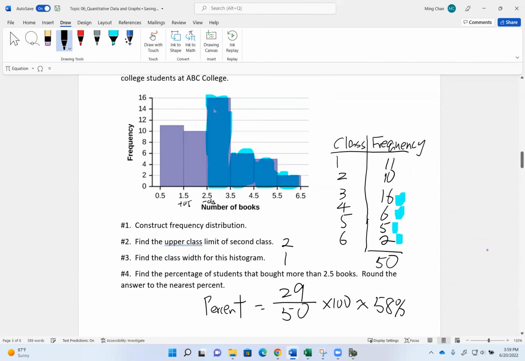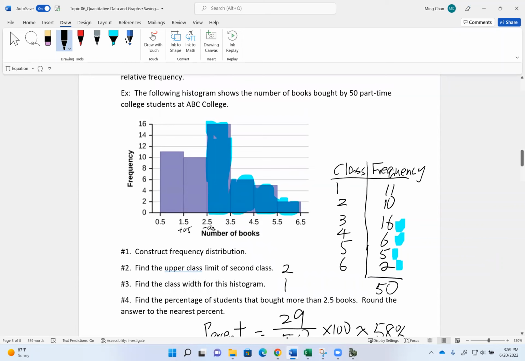Okay. So 11 students bought 1 book, 10 students bought 2 books, 16 students bought 3 books. So if you add up 16, 6, 5, and 2, that will still give you 29. Or we can say the total is 50. What I don't want is buying 1 and 2 books. We're going to subtract that off and still come up with the 29.